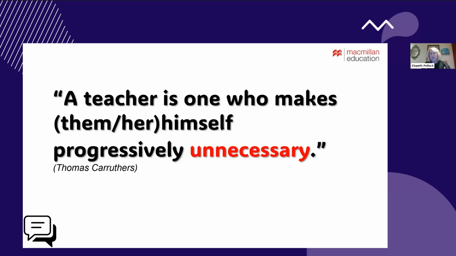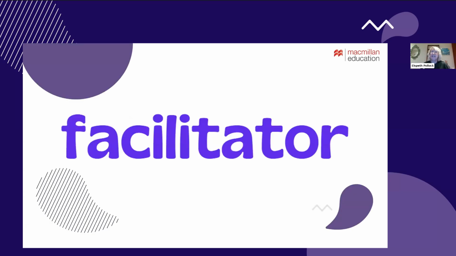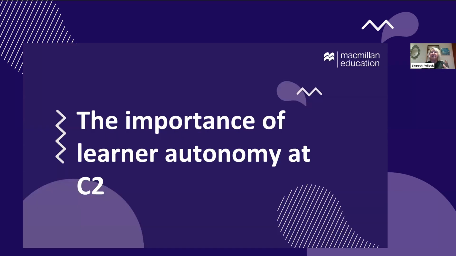So in which case, if we're making ourselves unnecessary at C2, what is our role? And I'd like to suggest that at C2, the role of the teacher is more a facilitator. We're trying to facilitate their learning. We are not the people who know everything in the class. We're the ones who are helping them. We can't give them a list of all the words for proficiency C2. It doesn't exist because there are too many of them. So we facilitate their learning and encourage them to learn autonomously, which brings me to my next point, the importance of learner autonomy at C2.